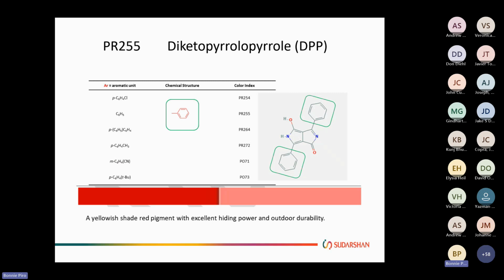Pigment Red 255 is the next in the series of DPP pigments. With each one of these, you'll be able to see how the substituents and the structure on that substitution impact the actual color shade. In this particular case, this substitution results in a more yellowish shade that is more opaque in nature, with all the same high performance properties.